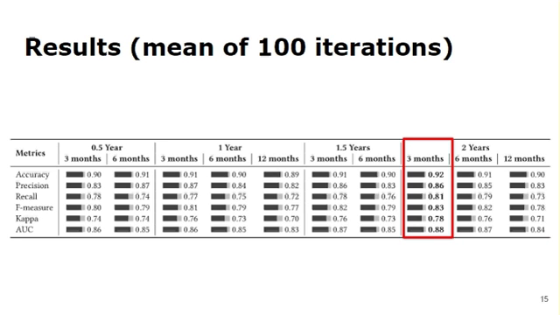the F-measure is 0.83, the kappa is 0.78, and AUC is 0.88.